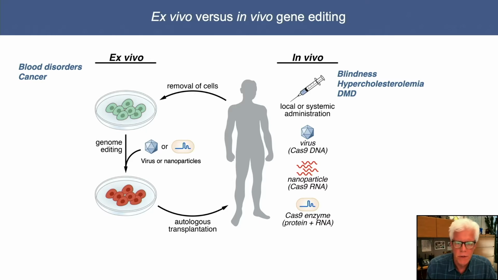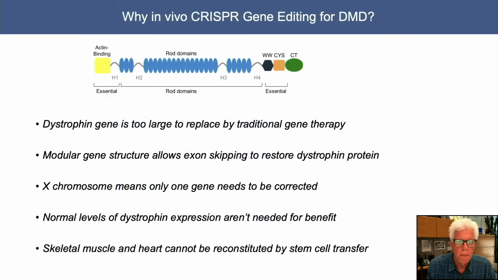And this is now being used for many types of therapeutic indications, including blindness, hypercholesterolemia, and as we'll talk about in this session, DMD. Next slide, please. Why does CRISPR lend itself to correction of DMD? Well, there are several reasons that are summarized here.